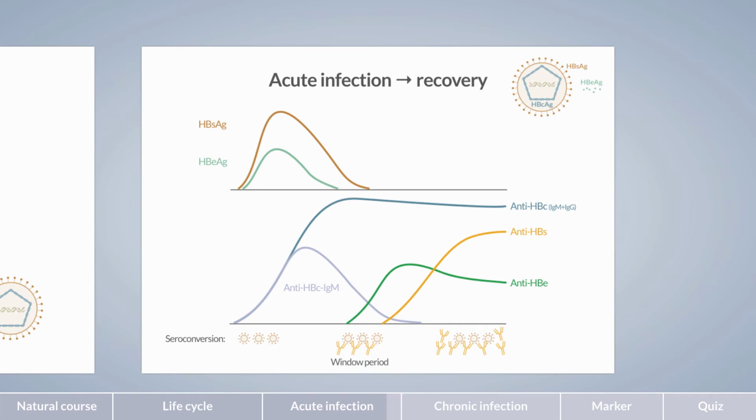The take-home points for this slide are: anti-HBc is the first antibody to increase and is used in conjunction with HBs antigen to confirm the occurrence of infection. Anti-HBe antibodies are the next antibodies to appear and are followed by anti-HBs antibodies, which are able to resolve the infection.